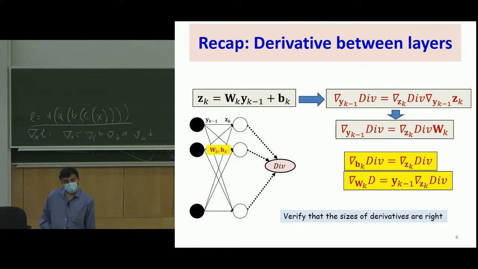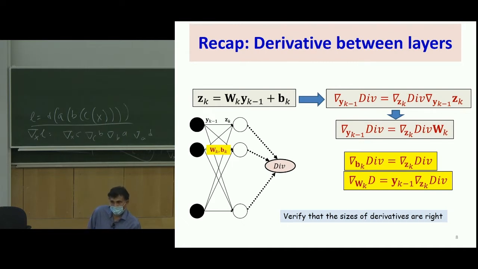What about the derivative with respect to b? I can use the same chain rule, and the derivative of the divergence with respect to b is going to be the derivative of the divergence with respect to z times the derivative of z with respect to b. And that's an identity matrix because z equals b plus something else. So that's just going to give you this term.